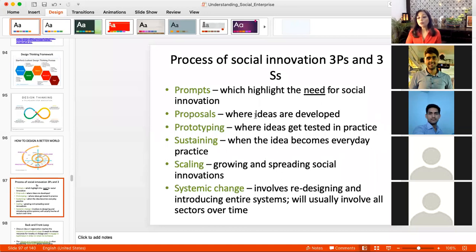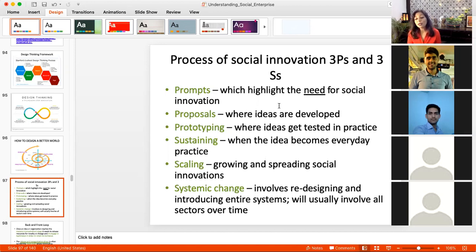And if you take a minute to read through this, prompts: what highlights the need for social innovation? What are the proposals? Now you are connecting it with design thinking and systems thinking in a more intricate manner, that is, how design thinking gets linked up to social innovation and social enterprise. So prompts highlight the need for social innovation; then ideas are developed, ideas get tested in practice, and when ideas become everyday practice, that is when it is sustaining, when everybody is adopting the idea.